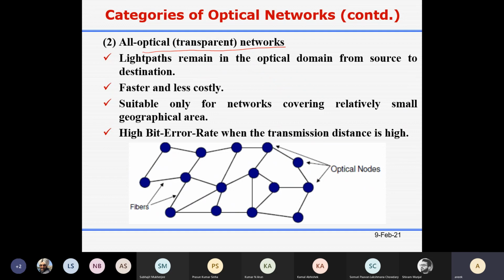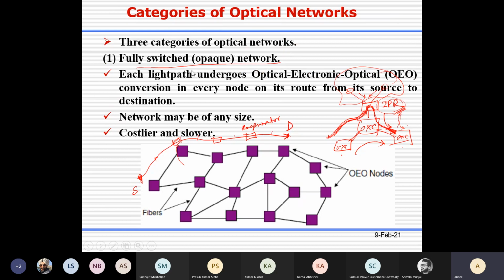Transparent light path also they are using. Basically, the light path is all optical, so that is called a transparent light path. That transparent network they are using means all light paths are transparent. And when they say opaque network, that means all light paths are opaque, so in the intermediate nodes there will be OEO conversion.